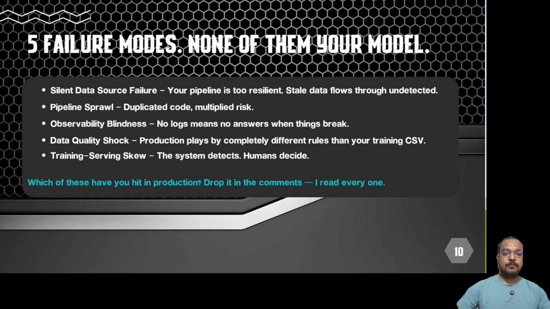So let's recap. 5 failure modes, none of them your model. Silent data source failure, your pipeline is too resilient, stale data flows through undetected. Pipeline sprawl, duplicated code, multiplied risk. Observability blindness, no logs means no answers when things break. Data quality shock, production data plays by completely different rules than your training CSV. Training serving skew, the system detects, humans decide. If this two-part series saved you even one production incident, that's the goal.